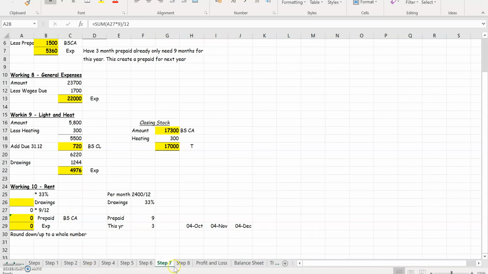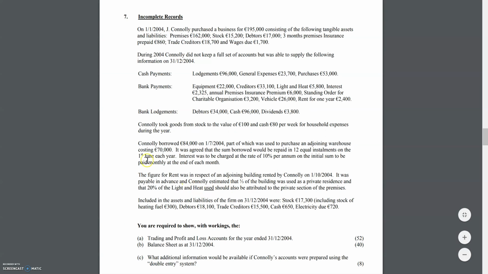Let's look at the last working then for step number 7 for your expense, which is going to be rent. So it says the figure for rent was in respect of an adjoining building rented by Connolly on the 1st of the 10th, 2004. So we start renting this building on the 1st of the 10th, 2004. It was paid in advance, so you had to pay for it in advance. So you got 10, 11, 12. So you got 3 months for this period and 9 months is prepaid.